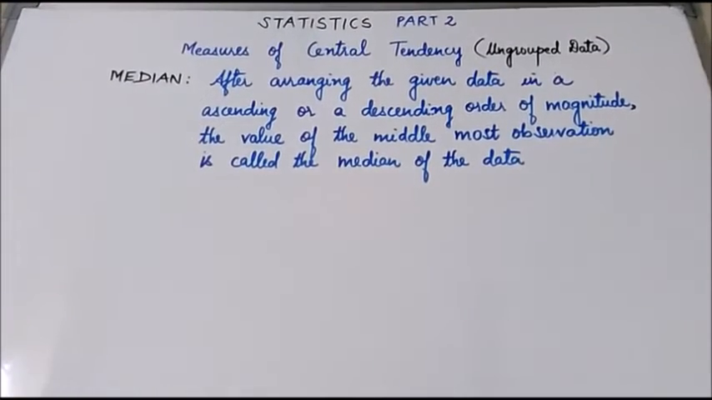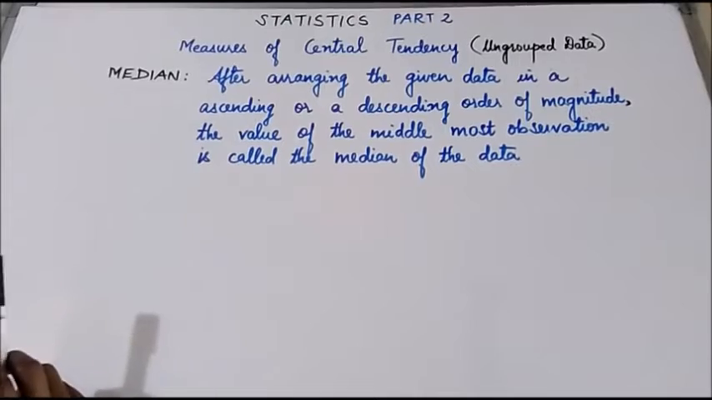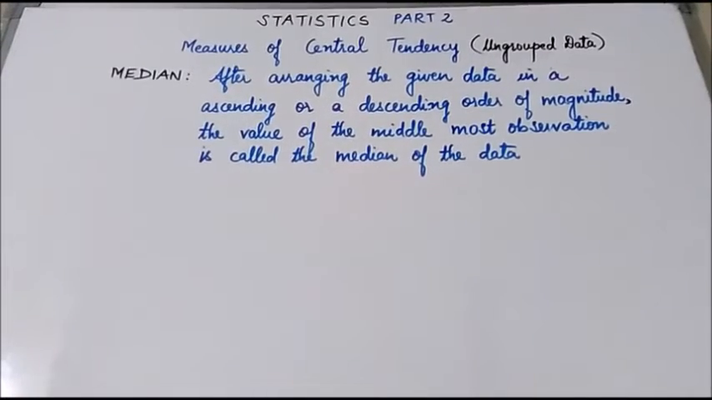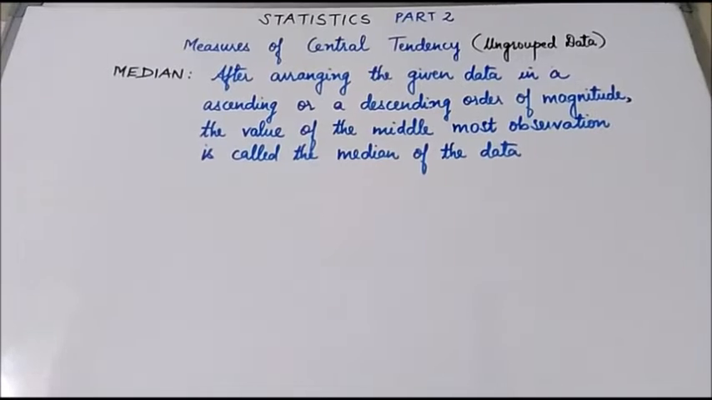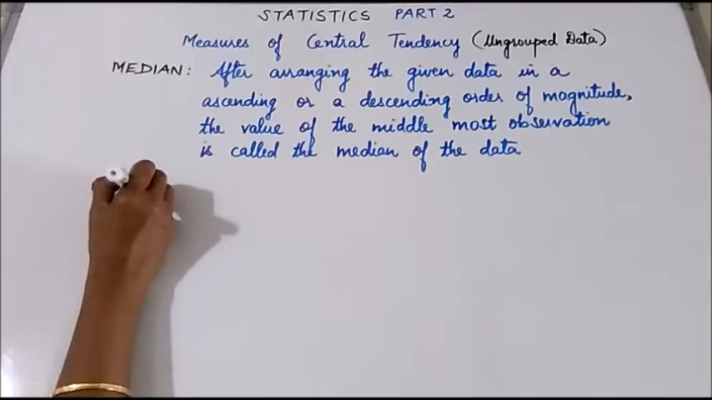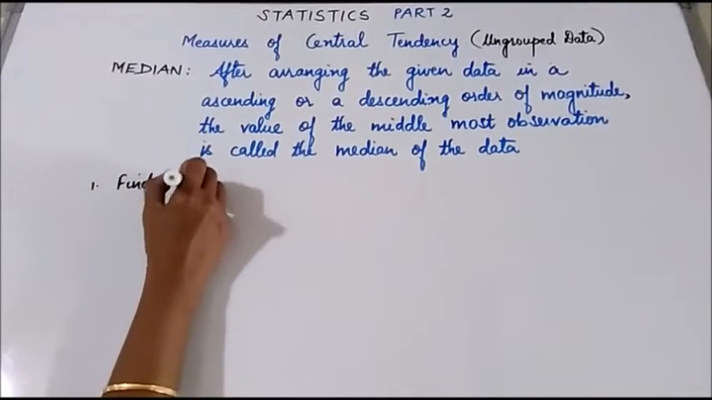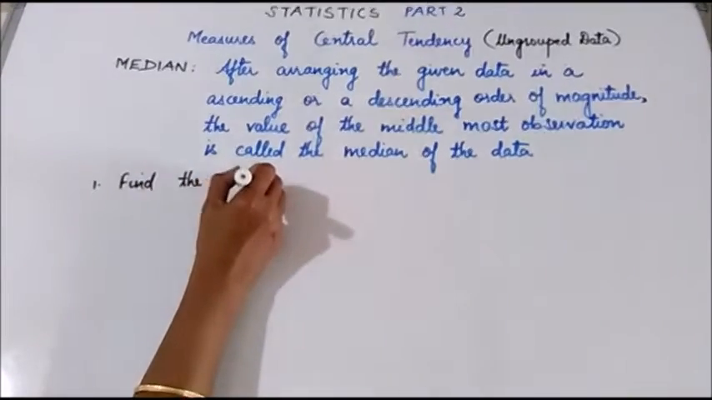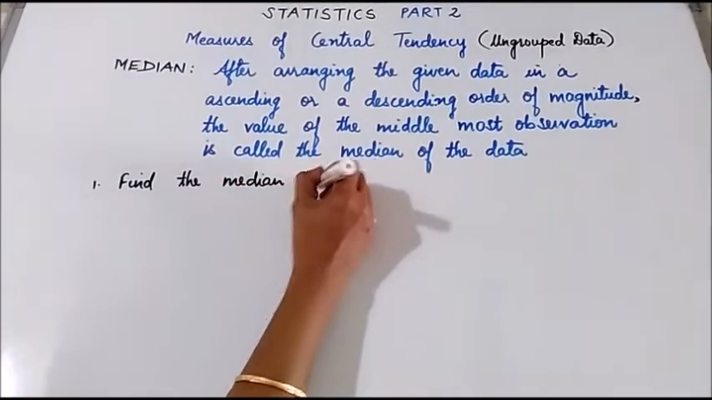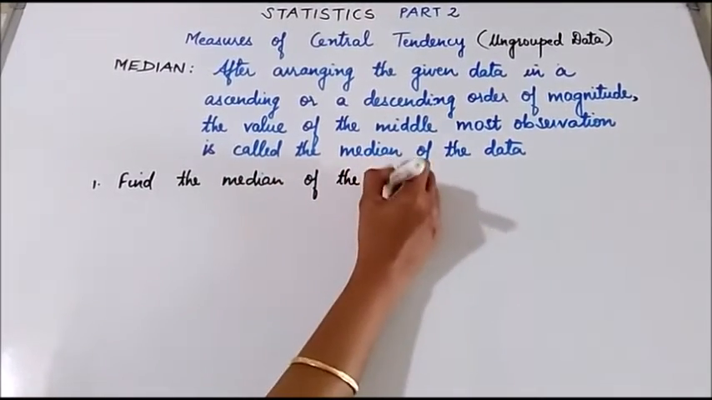The next measure of central tendency is median. Now what is median? When we arrange the data in ascending or descending order, the middlemost observation is called the median of the data. Now let us understand by taking an example. Find the median of the following numbers.